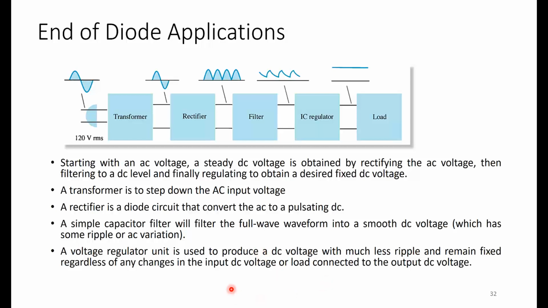And a voltage regulator unit, which we just covered using Zener diodes, is used to produce a DC voltage with much less ripple and remain fixed regardless of any changes in the input DC voltage or load connected to the output DC voltage. So that's it.